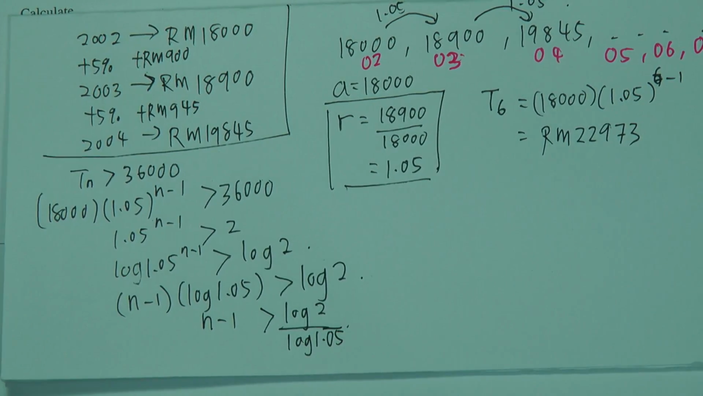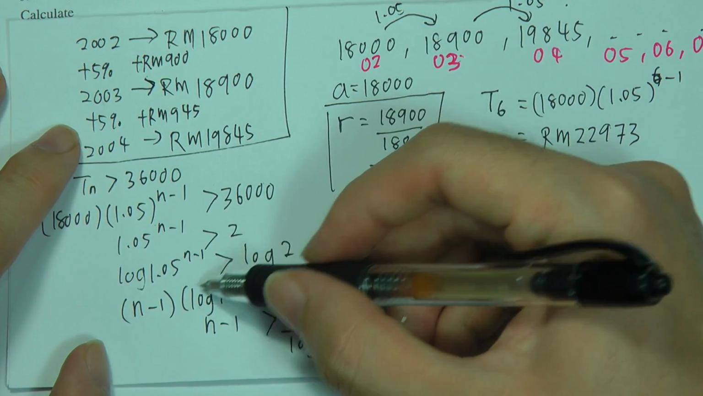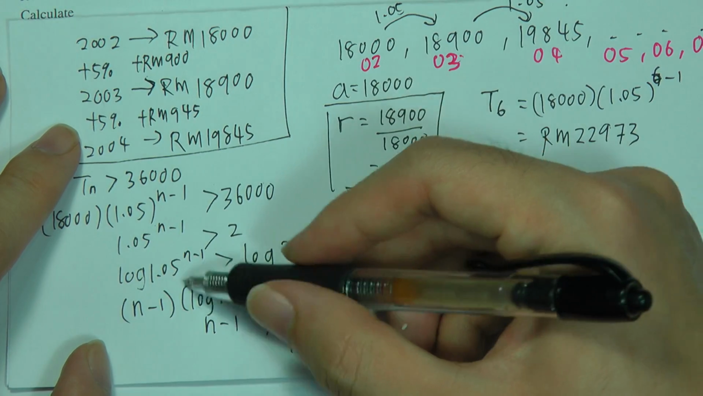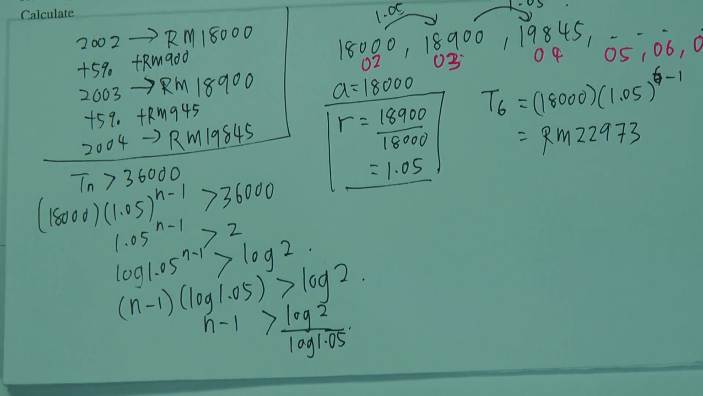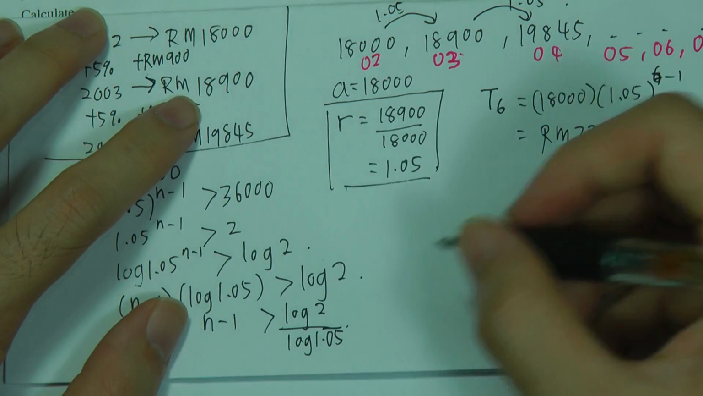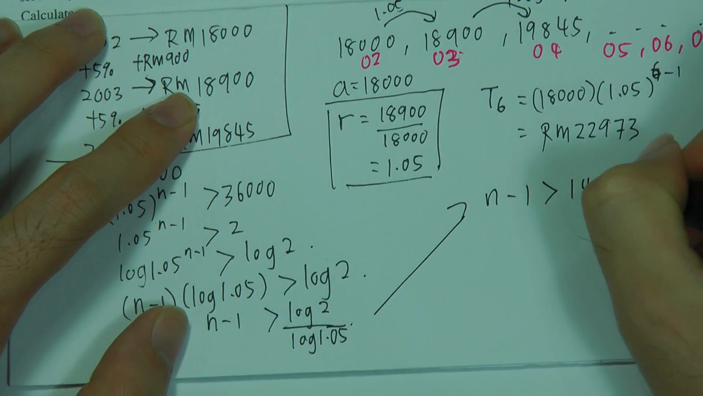And then just press the calculator. Make sure this one is the positive value. If log is smaller than 1, this one is negative value, you have to change the symbol. Because I just do it quickly, so log 2 divided by log 1.05, so I can get 14.2. So I continue here. So n minus 1 is bigger than 14.21.